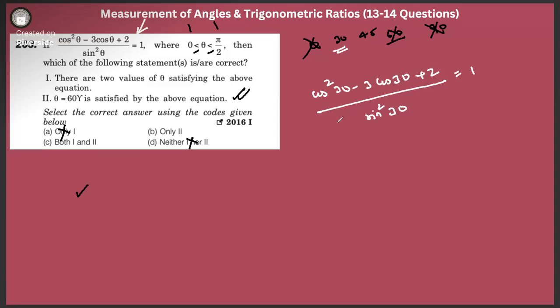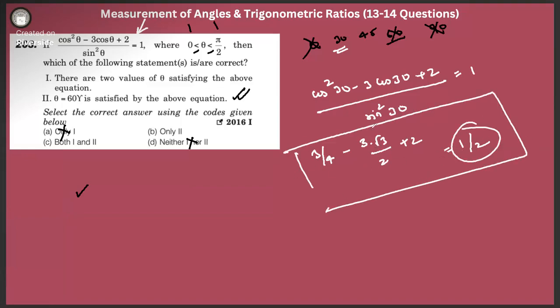Cos 30 is root 3 by 2. Root 3 by 2 squared is 3 by 4. Right? Minus 3 cos 30, which is root 3 by 2. Sine 30 is 1 by 2. So 1 into 1 by 2 is nothing but 1 by 2 only, right? So it doesn't look like it will come out to be half. Does it look like it will give us half anywhere? No, sir. Because we have root 3, which is an irrational number, and the other side is a rational number. So it's not possible.